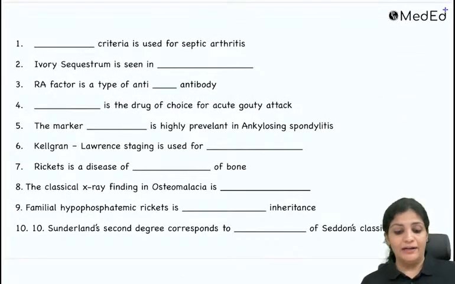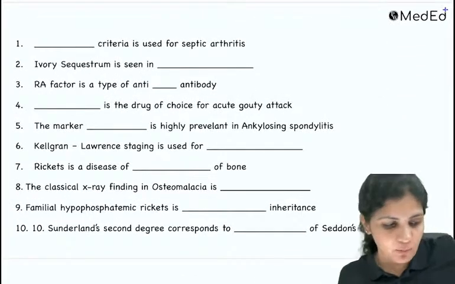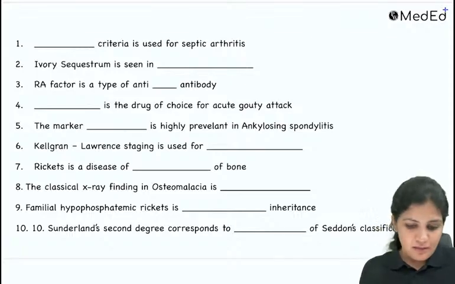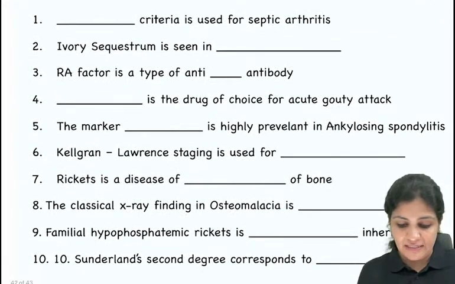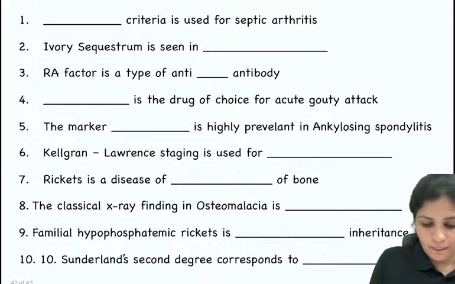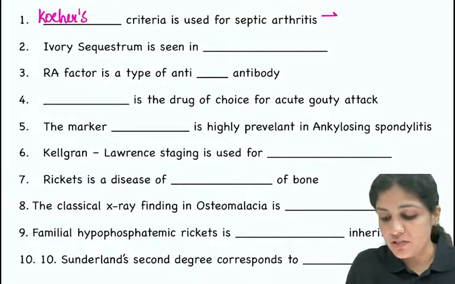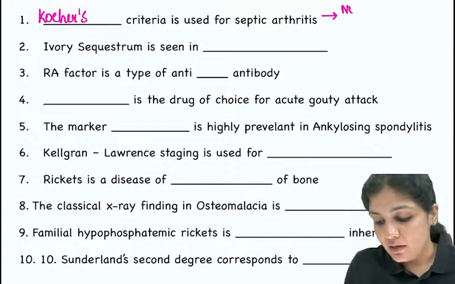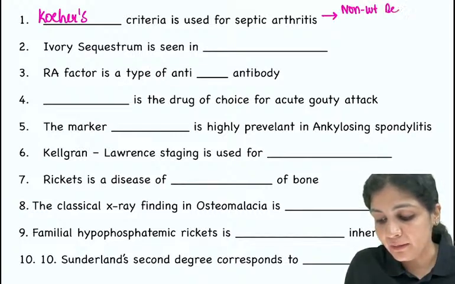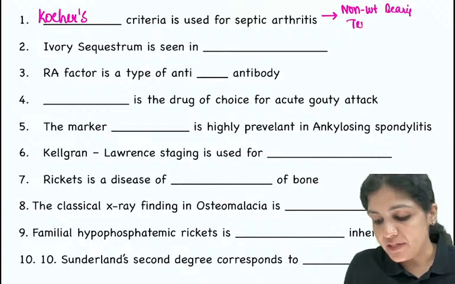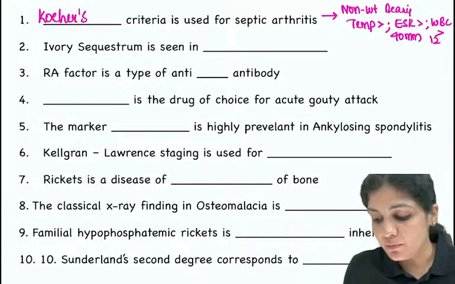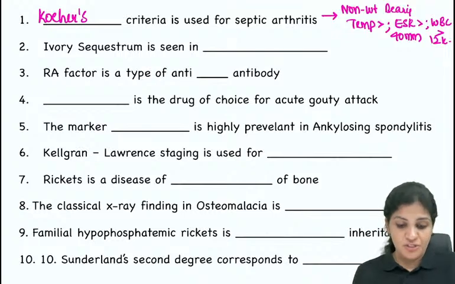So let's wind up by answering these 10 questions in quick mode, right? What is the criteria for septic arthritis? These are one-liners. It is the Kocher's criteria. So what is Kocher's criteria? Non-weight bearing, temperature more, ESR more, WBC more. ESR more than 40 mm, WBC more than 12,000. Right? That is the Kocher's criteria.